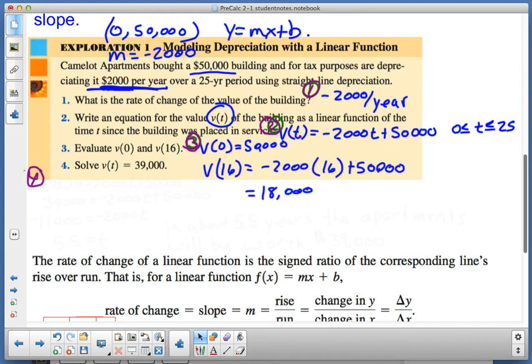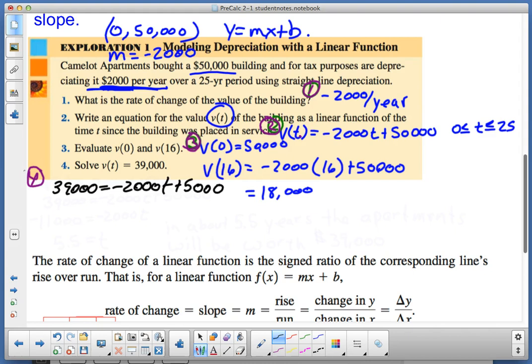Are you okay that year 0 was 50,000, year 16 was 18,000? Now I can go, okay, year 16, it's now worth $18,000. So the year it's going to be worth 39,000 is somewhere between those two, between 0 and 16. It's not going to be out at 25. But when I solve this, I want to make sure I recognize I'm looking at 39,000 equal to negative 2,000 t plus 50,000.